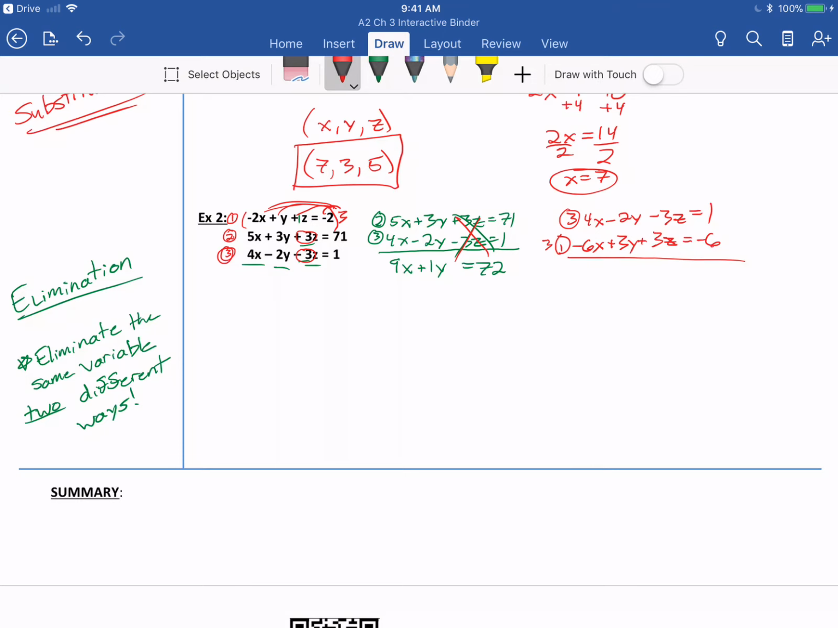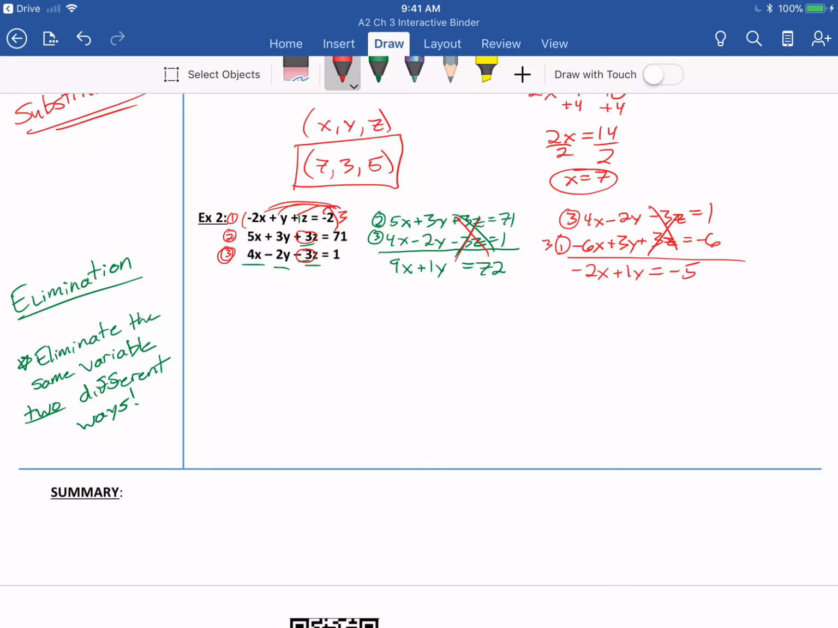All right, awesome. So now if I add these straight down, this makes negative 2x. This makes, again, positive 1y. My z's cancel out, which is the reason why I did that, and this is equal to negative 5.